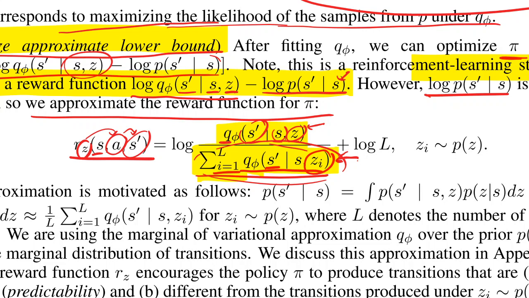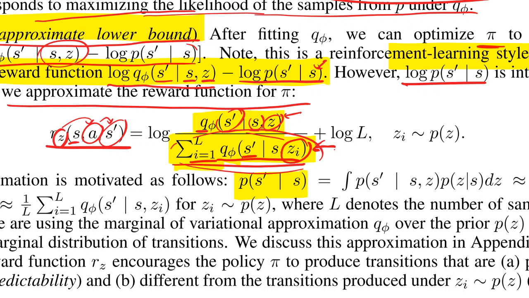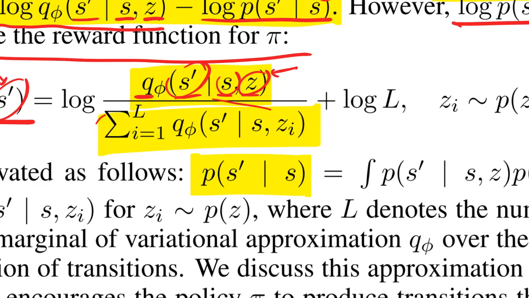Okay, now the reward is going to be the log of this fraction here. And this makes sense, right, intuitively, but they're going to try to motivate this mathematically. And for motivating this mathematically, of course, they need to approximate this quantity right here. This quantity is the denominator, so this denominator is an approximation to this. As you can see here, this is sort of a sample-based approximation to the transition from S to S prime under the distribution of Z. But what you want is just the transition from S to S prime, not in your approximation, but in the real world.